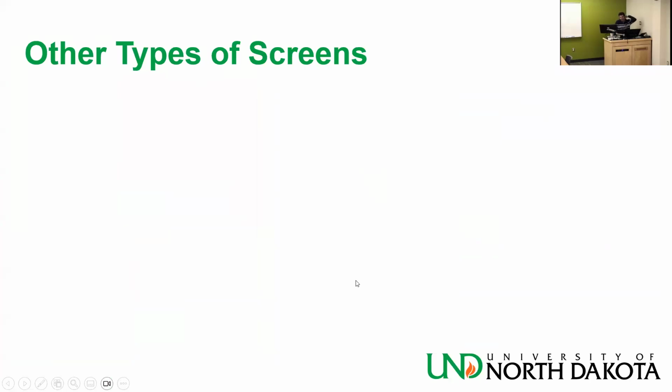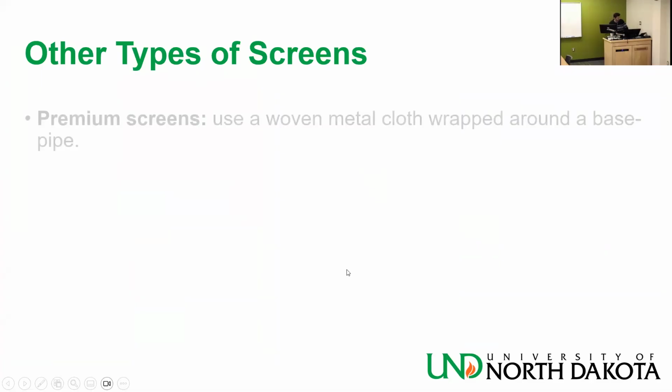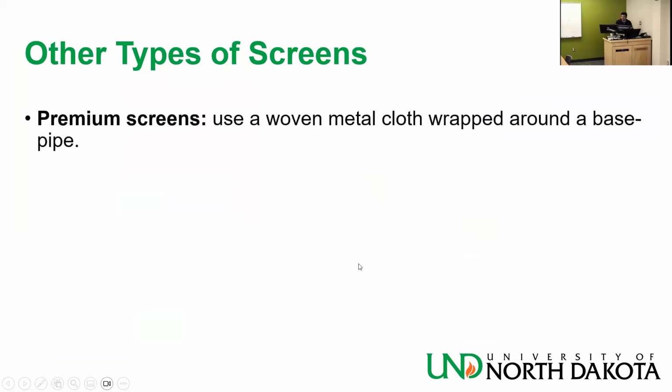Other types of screens that we could consider: premium screens use a woven metal cloth like the one that you wash the kitchenware with at home, I hope, wrapped around the base pipe. It's like a woven metal. It's like you surround it for its own protection.